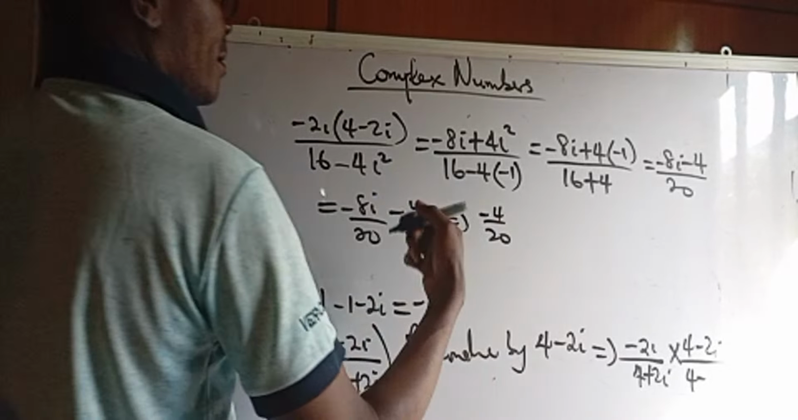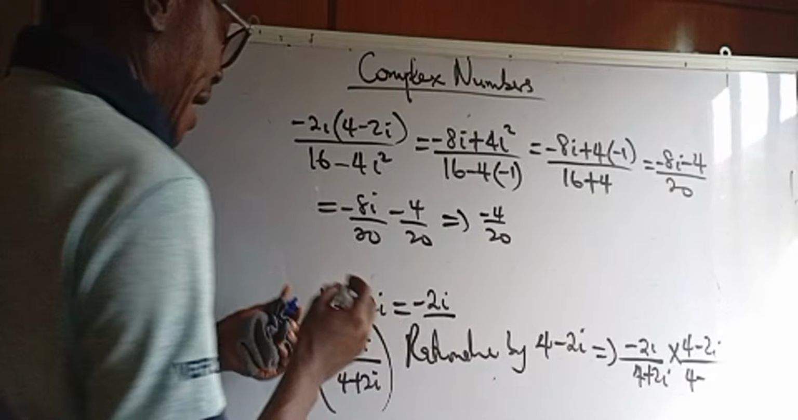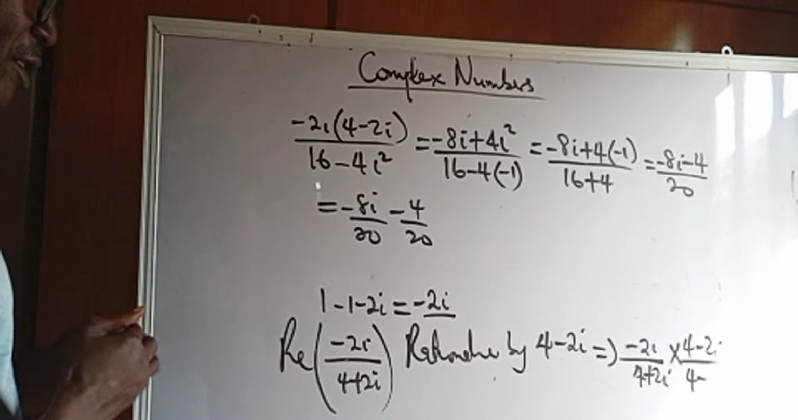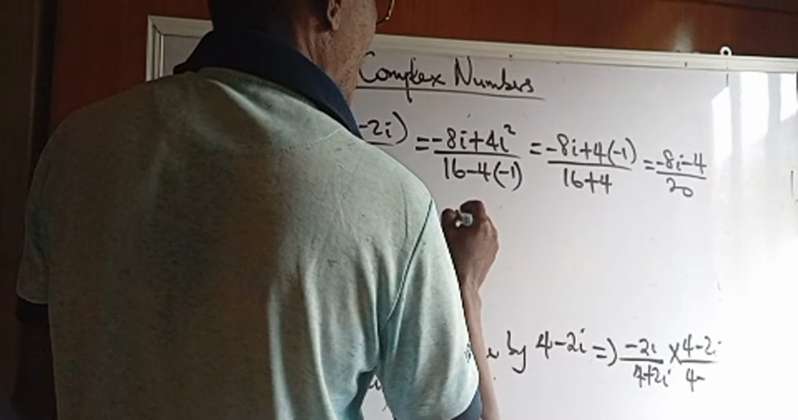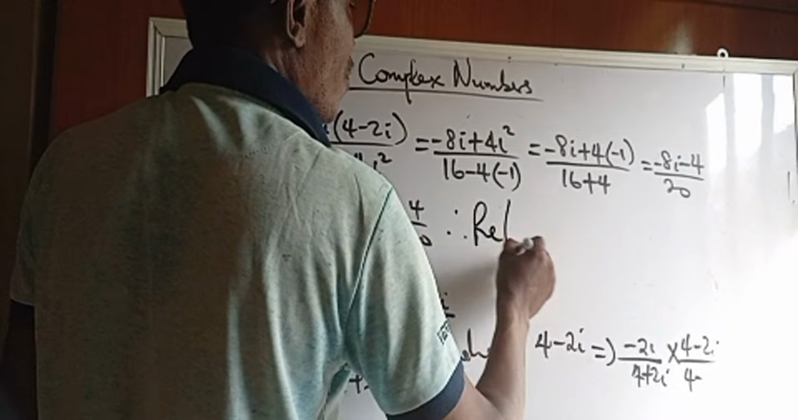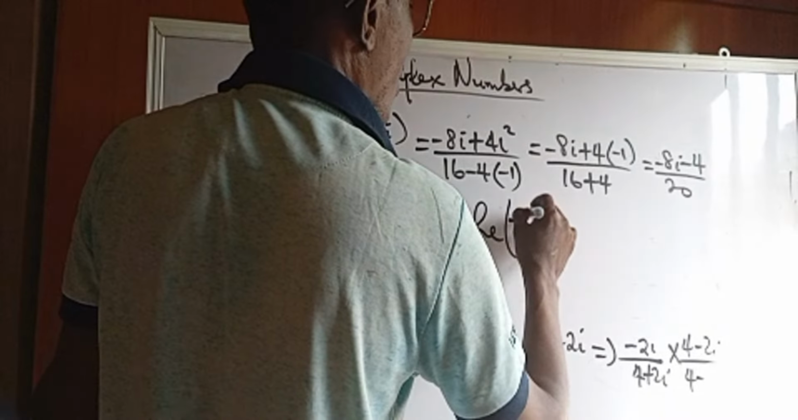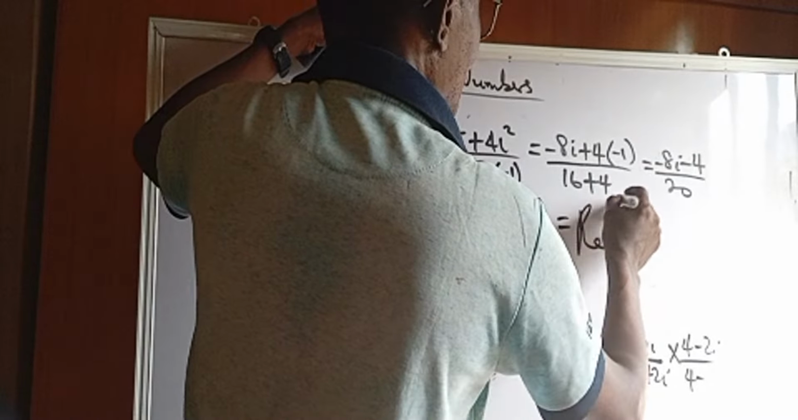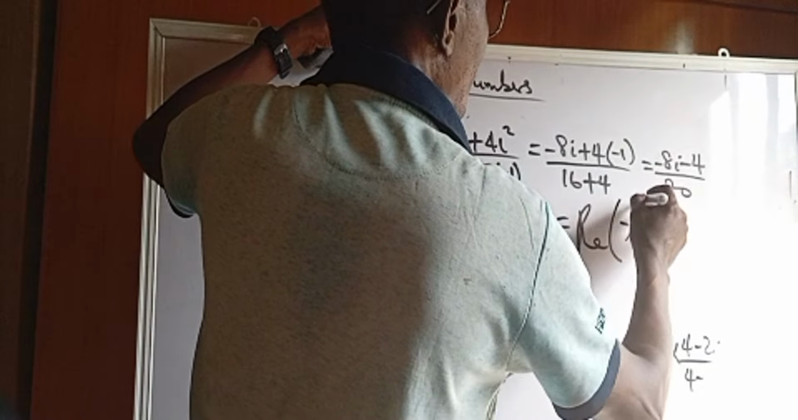Anyway, without wasting our time, since we already know what we are asked to find. So therefore, what is 4 over 20? That is good. The real part now will be what? Minus 4 all over 20, which is the same thing as what? The real part is minus 1 over 5.